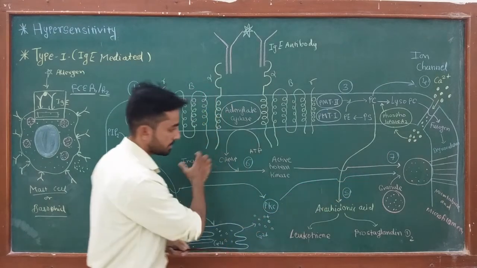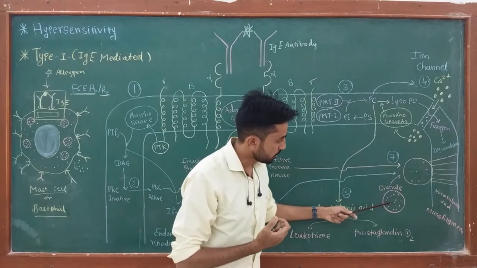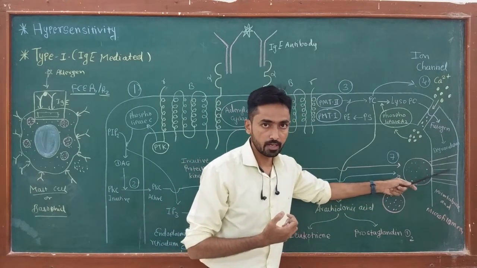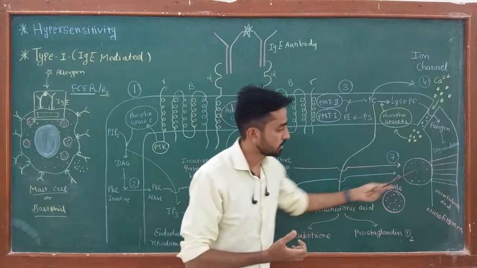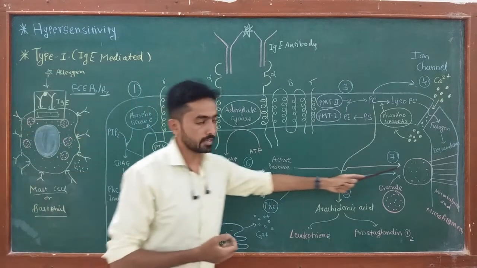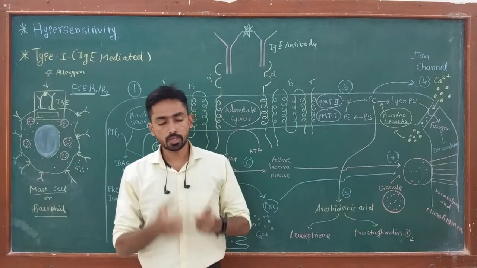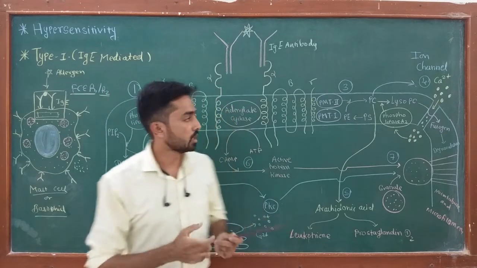This is the pathway which ultimately ends with fusion of the granule with the plasma membrane and release of the content of the granule outside. This is called degranulation. So the end result of the entire pathway is degranulation, and due to degranulation, type 1 hypersensitivity reaction occurs.